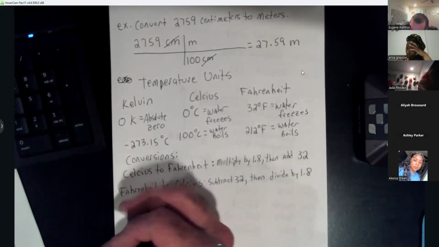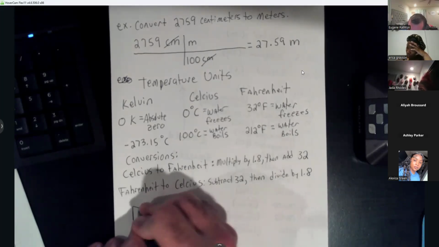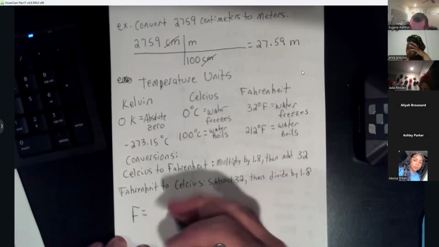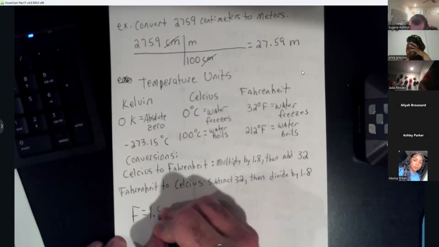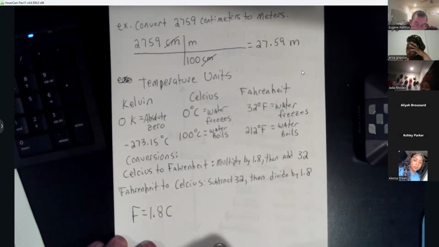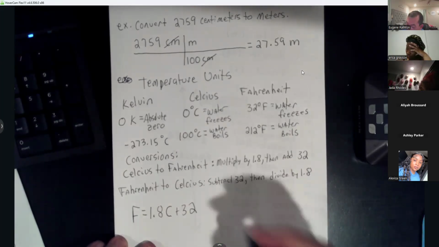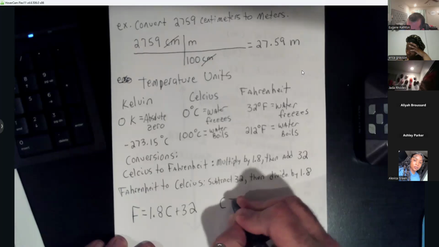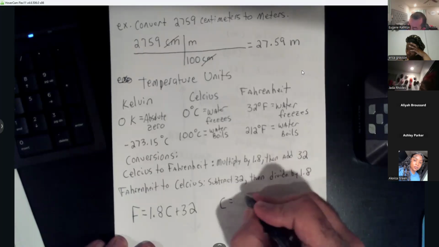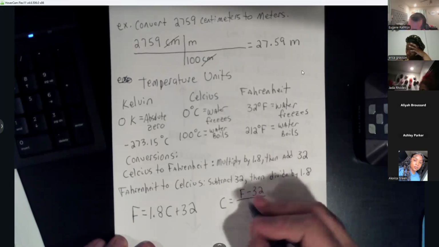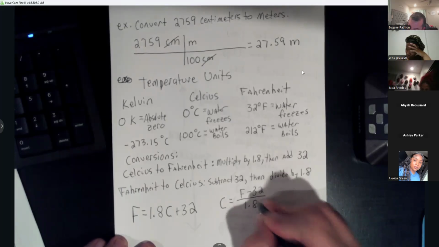So my formulas would be, for F, 1.8 times the Celsius temperature plus 32. To go the other way, Celsius would equal your Fahrenheit minus the 32, divide that by the 1.8.